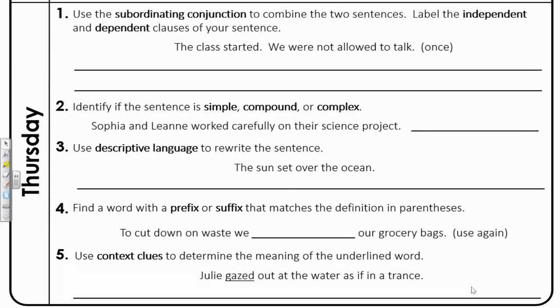So here's how it would look. Once the class started, comma, we were not allowed to talk, period. Okay, notice how we made that from two separate sentences, we made it into one longer sentence. Now let's label the clauses. The first clause is once the class started. So think about that. Just those 4 words, once the class started.